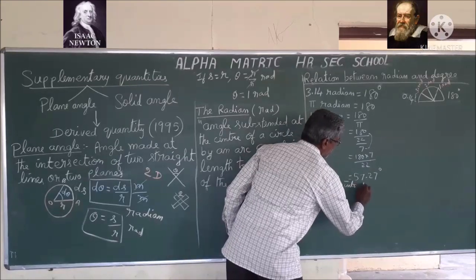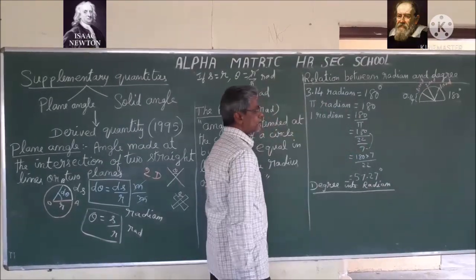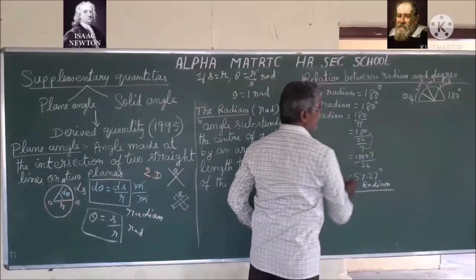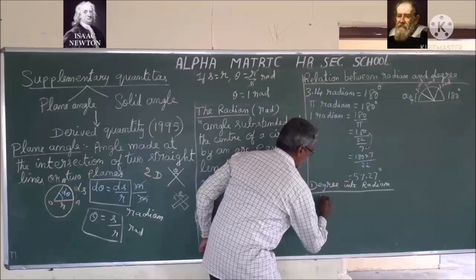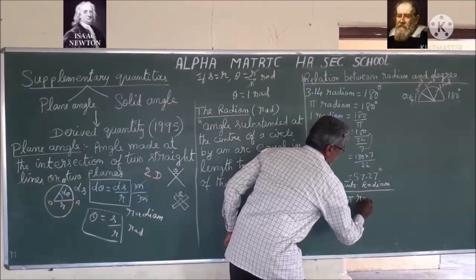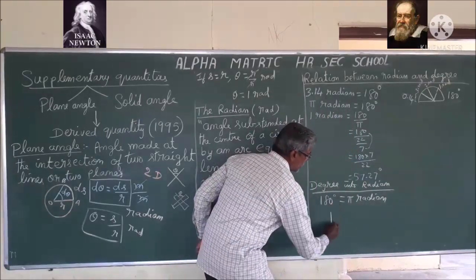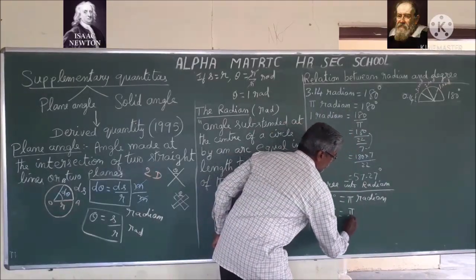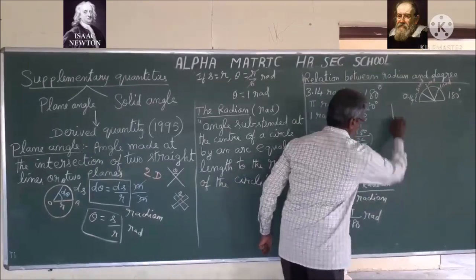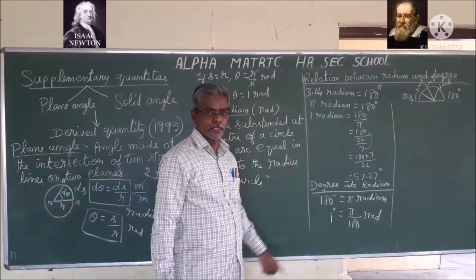Degree into radian. Pi radian is equal to 180 degree. So reverse, 180 degree is equal to what? Pi radian. Therefore 1 degree is equal to pi by 180 radian. Pi by 180 radian. Understood?